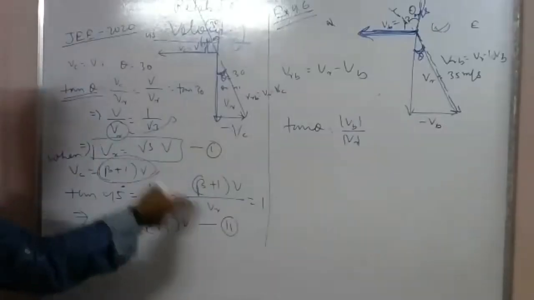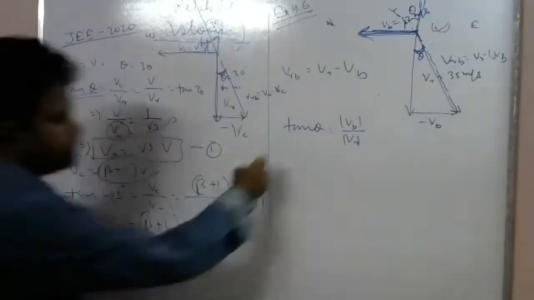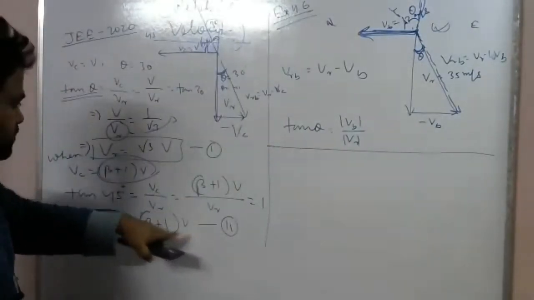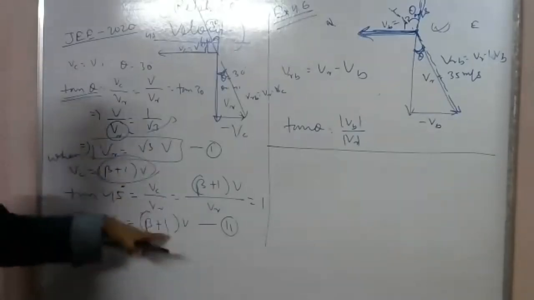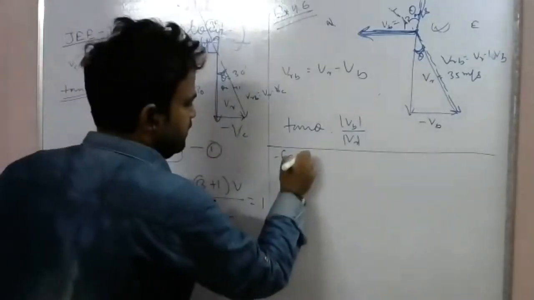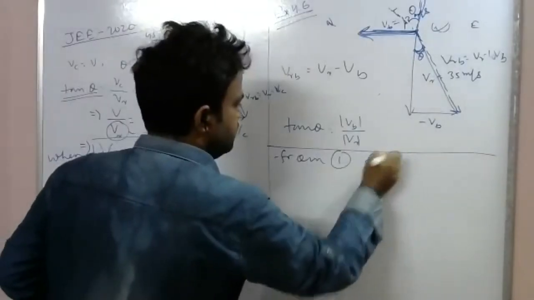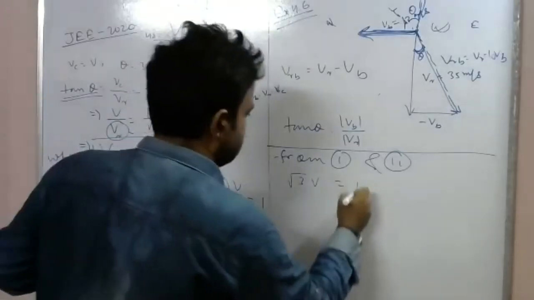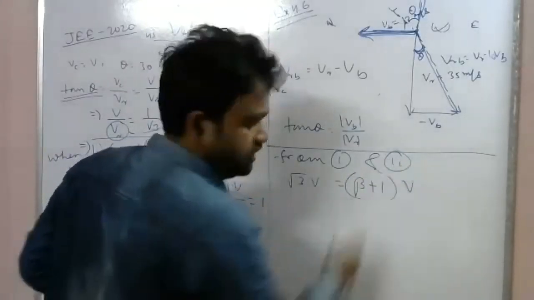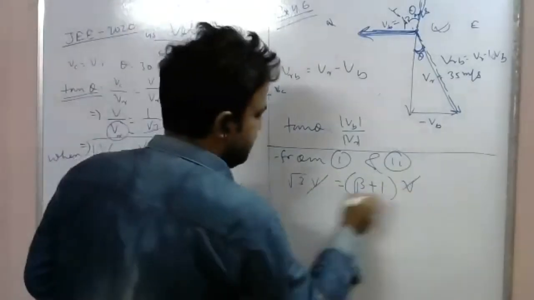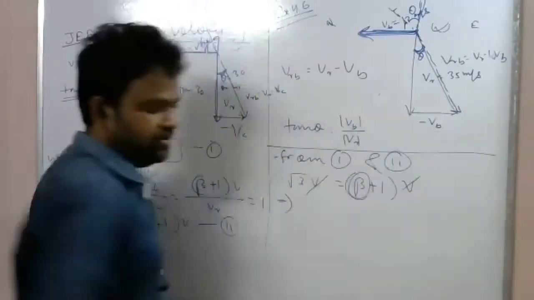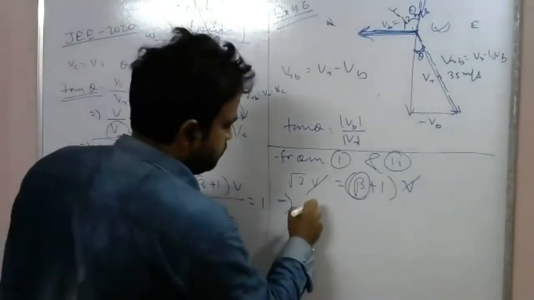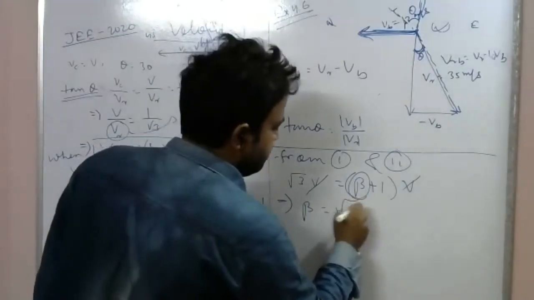From equation number 1 and equation number 2, you can see that on the left side is VR, so you can compare the right sides. From 1 and 2, you can write: root 3 into V is equal to (beta plus 1) into V. That means V cancelled out. The question is, what is the value of beta? Find the value of beta. So beta will be root 3 minus 1.